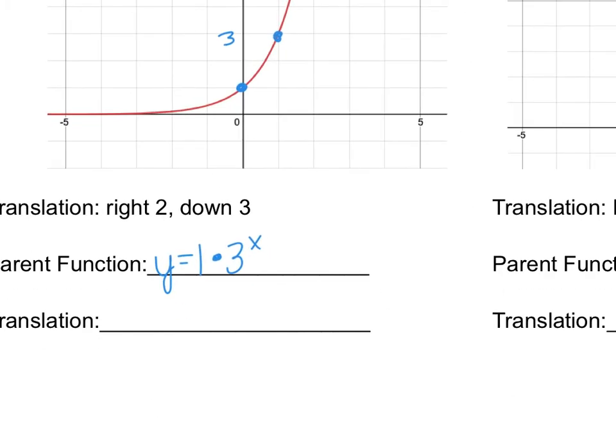Another way, you're like, Mrs. Roeder, I don't really need to write that one. You're right, you can, it's not wrong. But a cleaner looking way would be y equals 3 to the x.